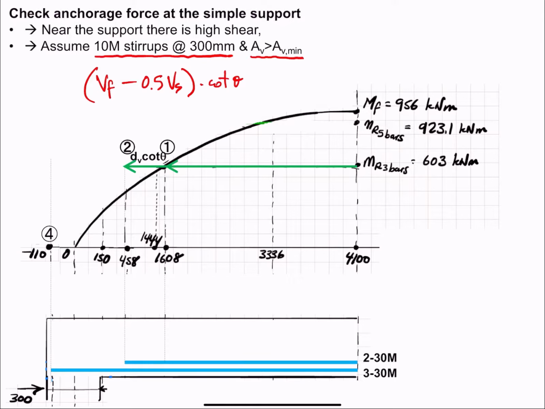So factored shear is something that we can get easily from the shear envelope, just looking at those shear diagrams that we had on the previous slides. And Vs is something that I can calculate, because I know that the stirrups are spaced at 300 mm, and cotangent of theta, I know that it's 1.43.